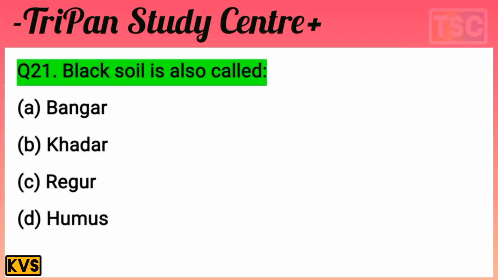You have a thought of your answer. Let's see what our answer is for this question. Black soil is not called Bhangar, and Khadar is also not right. Humus is not right. Black soil is also called Regur. C option is the correct answer. It's question 21, and C is correct. Regur is the second name for black soil.